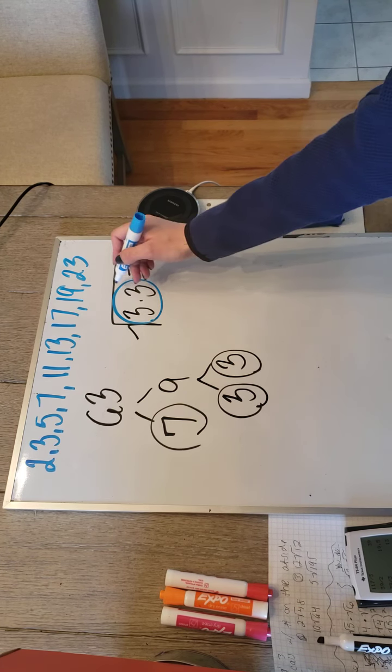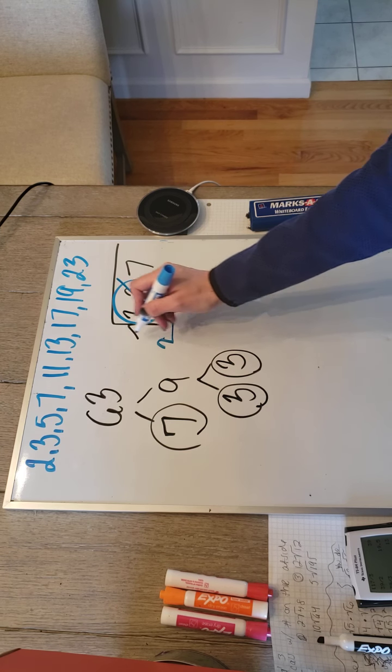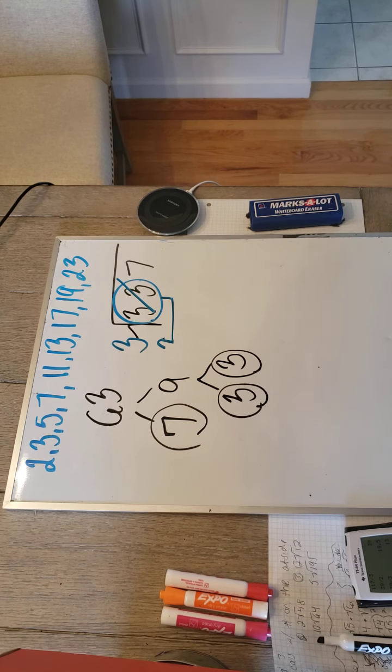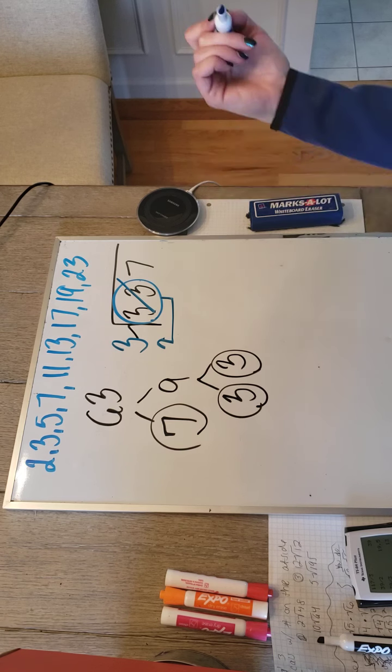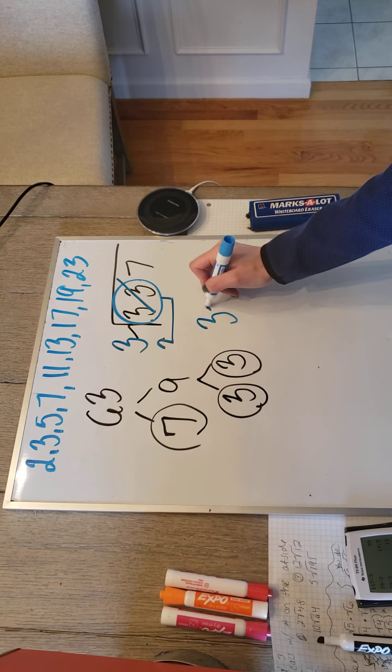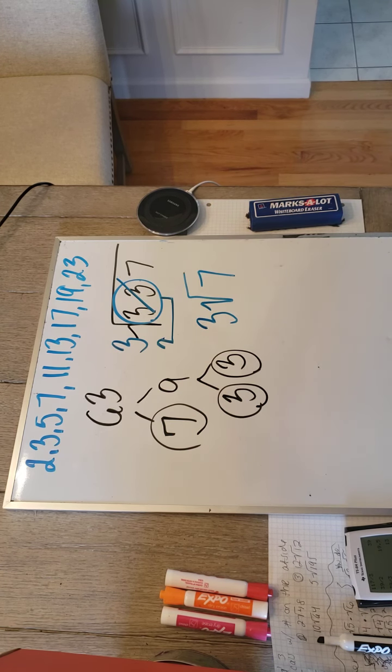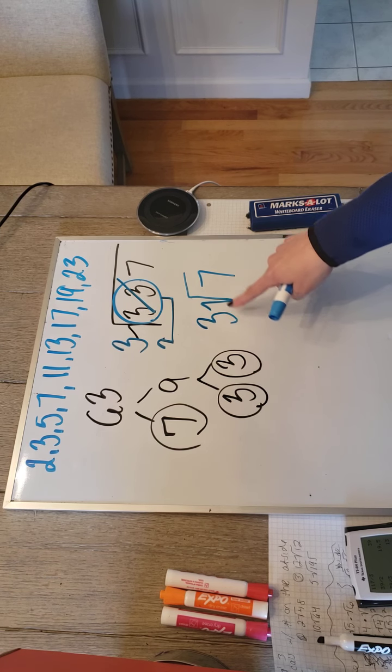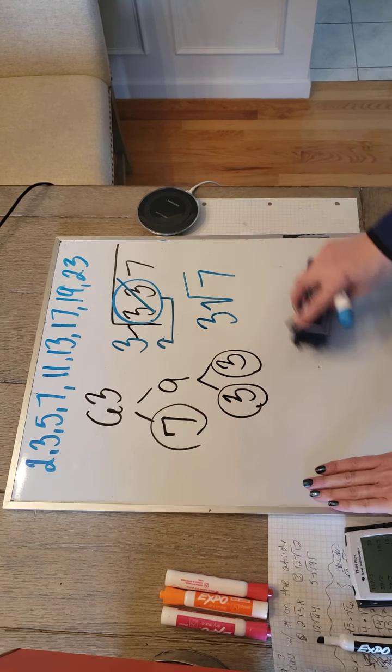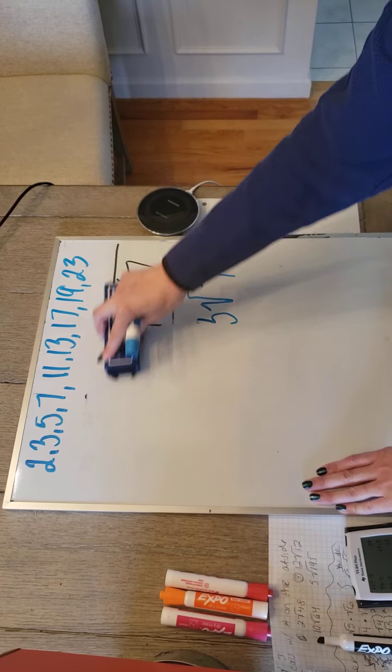When you circle a pair, cross it off. One number from the pair comes out. And really simple, I have 3 on the outside, 7 on the inside. So 3 radical 7. Or 3 times the square root of 7.